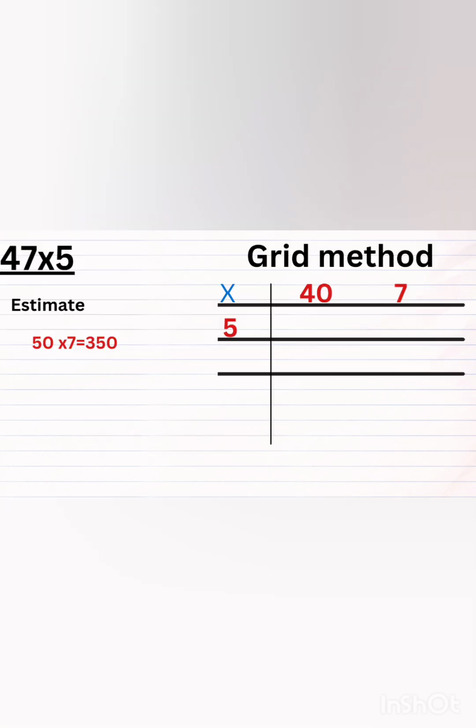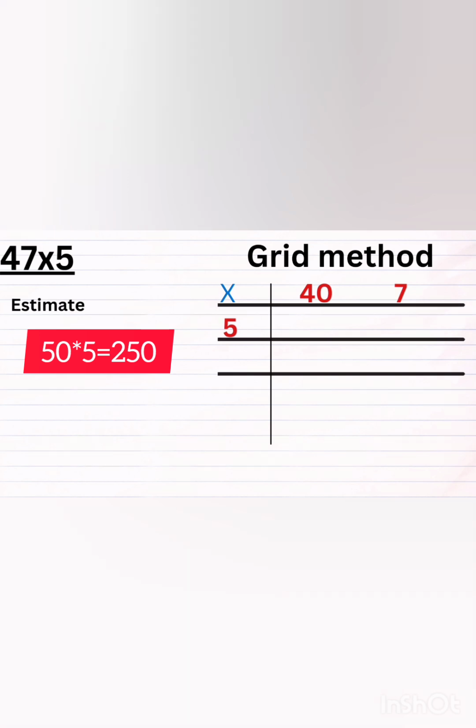For our actual calculation, we will try to use the grid method. Let's understand how to use the grid method. Here you can see a grid. All you have to do is separate the tens and units of the given number, just like I have done here, 40 and 7. Now put the sign of multiply in the first row. In the second row, the number of times you want to multiply that number.